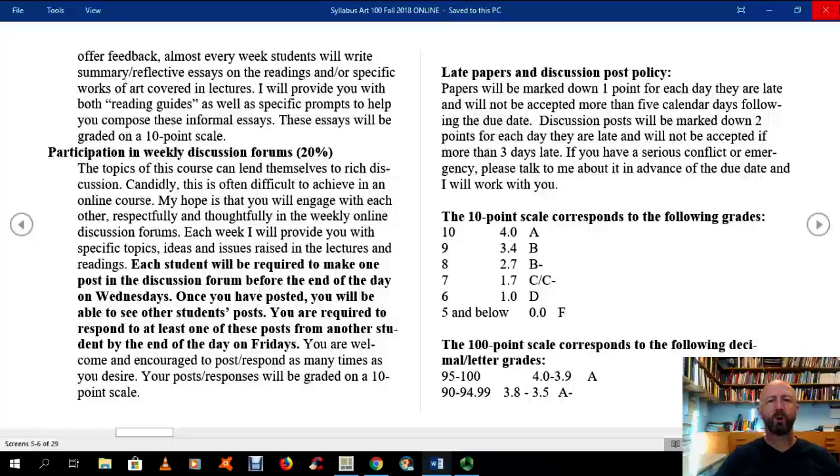I want your discussion forum post to be rich and thoughtful. Anything that's one or two sentences isn't enough. And if you're thinking, well, I just have a one sentence question, right? It's just like, what is this supposed to mean? That's all I need to ask.